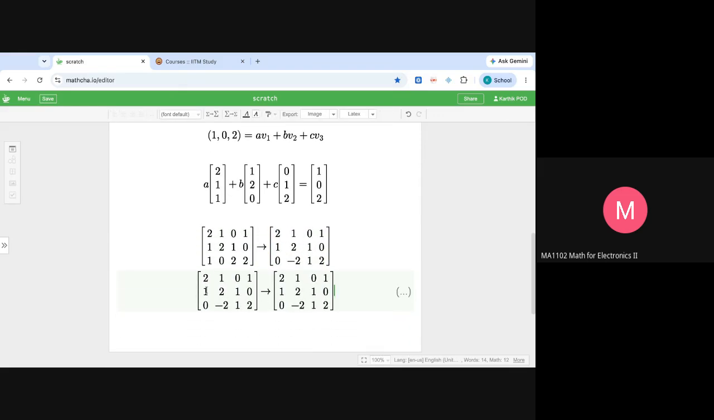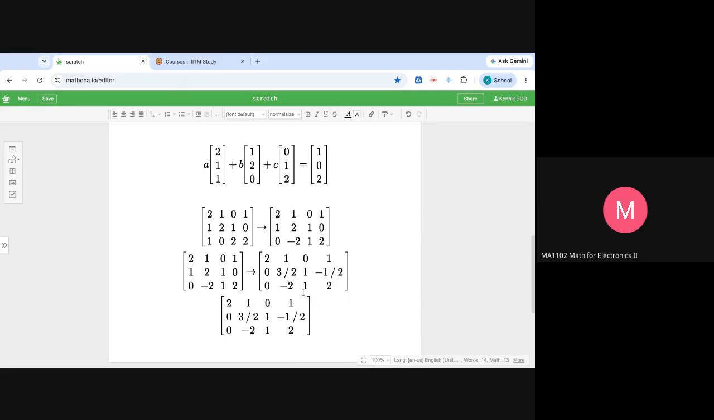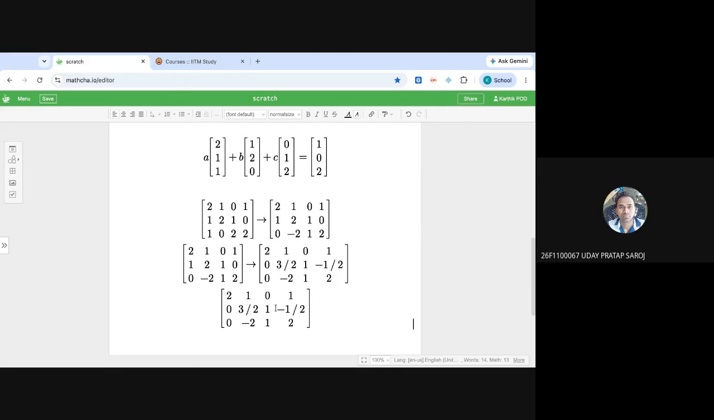What is the simplest way of doing this? Half times the first row, I have to subtract, right? So if I subtract, then this becomes 0. This becomes 2 minus half, so that's 3 by 2, right? And 1 minus 0, and 0 minus half, so minus 1 by 2. Now we have to get rid of the minus 2.